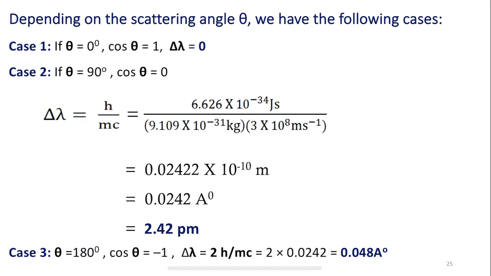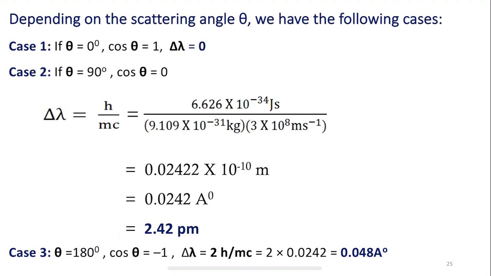Okay, so pm is nothing but picometers. So this is the value of the difference in wavelength. This is delta lambda we are calculating here. So the difference in wavelength will be 2.42 picometers.